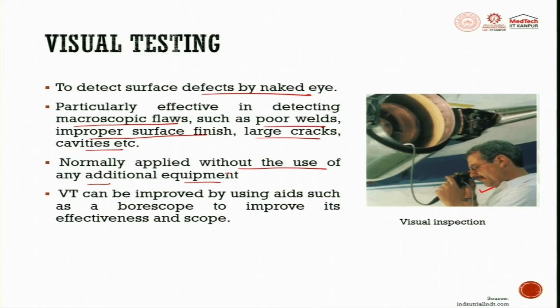Or it may be enhanced using optical instruments, like magnifying glasses or mirrors or flexible wires here, which are also magnifying and optical. Then we have charge coupled devices, computer assisted viewing, cameras. Corrosion, misalignment of parts, physical damage, and cracks are some of the flaws that could be seen using visual inspection. Visual inspection can be improved by using aids such as a boroscope to improve its effectiveness and scope.